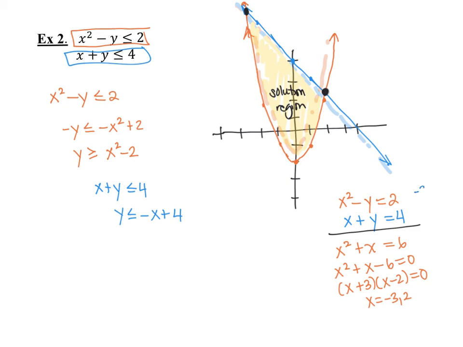If I plug in -3, I get y is 7. So this is -3, 7 up here. Make sure you label the vertex with the correct point. 2 plus y equals 4. Y is 2, so this vertex must be 2, 2. And that looks okay with my graph, since my graph is on scratch paper, not on graph paper.